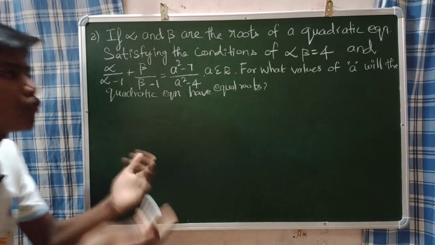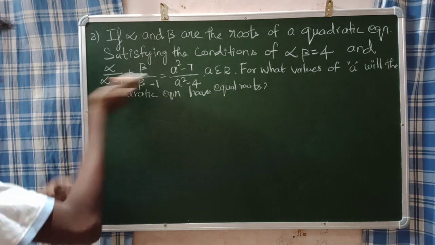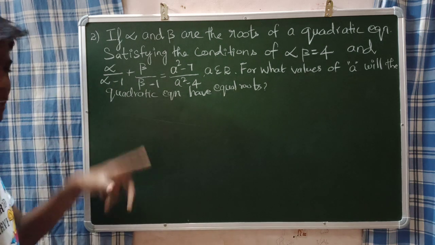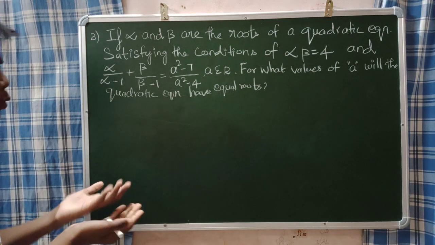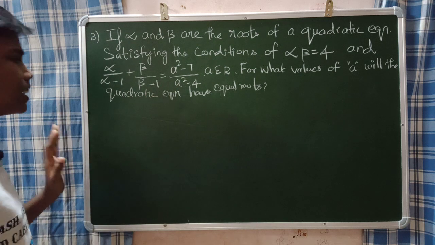So what do we need to do first, guys? You can see that there is an equation given in the question, which is alpha divided by alpha minus 1 plus beta divided by beta minus 1. Now simplify this equation by finding the LCM.